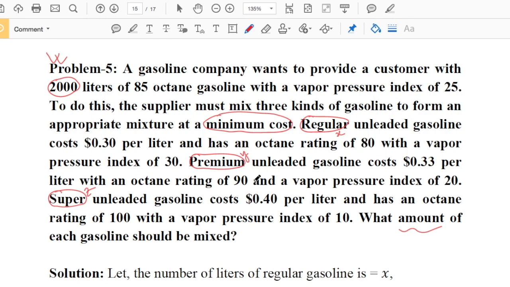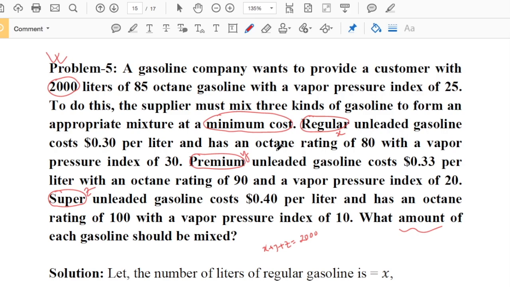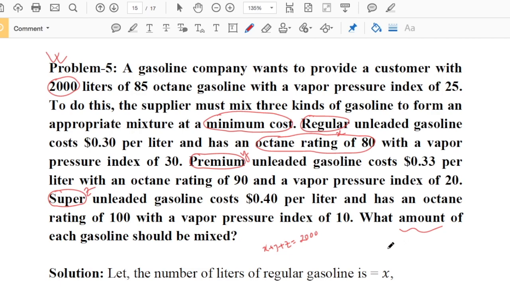So the first equation will be x plus y plus z equal 2000, since you want to make a mixture of 2000 liters. And the second one will be for octane rating. Octane rating of regular gasoline is 80, so the total octane will be 80x.